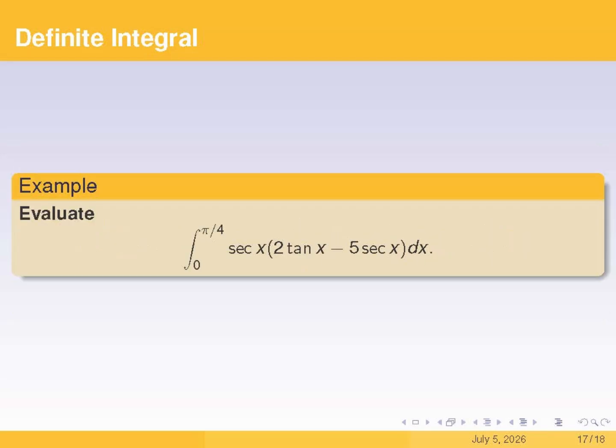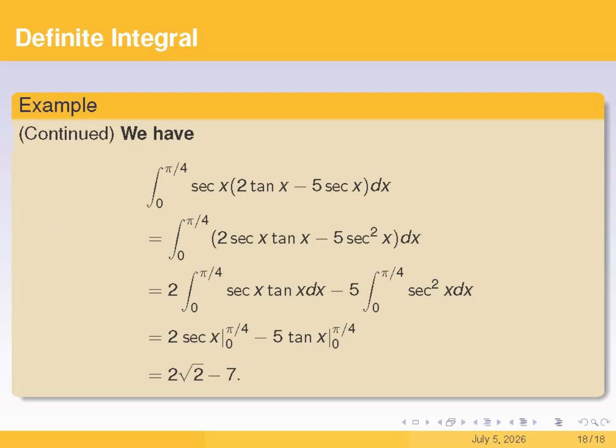In this example, we are going to evaluate the integral of a function made up of trigonometric functions. First of all, the first equation is just multiplying the secant of x through. For the second equation, we use the theorem from earlier to break the integral into two terms. In the third equation, we find the antiderivatives. And in the very last equation, we plug the upper and lower limits into the antiderivative. After simplifying, we get the final value of the integral.